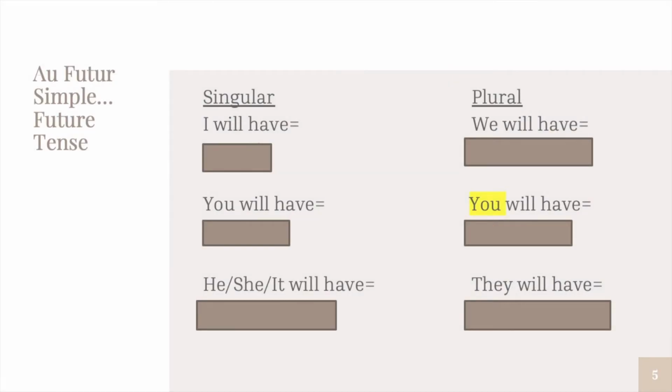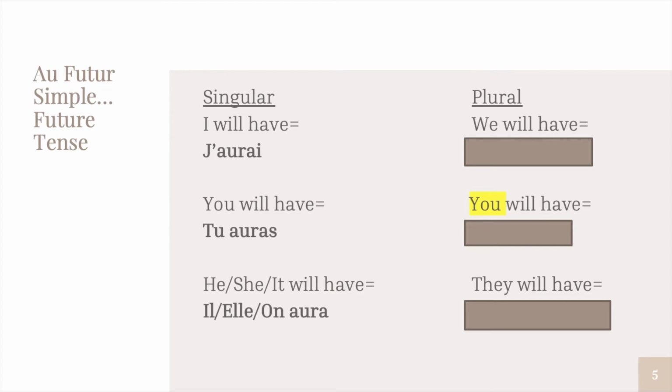So in the future tense, if you wanted to say I will have, you would say j'aurai, so I will have an apple, j'aurai une pomme. If you wanted to say you will have, you would say tu auras, so you will have an apple, tu auras une pomme. If you wanted to say he will have, she will have, or it will have, you would say il aura, elle aura, or on aura. So with the apple example, il aura une pomme, elle aura une pomme, on aura une pomme.